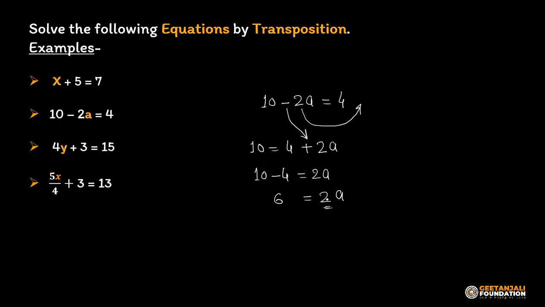This is multiplied to a. I will change its side and it will go into division then. So it will be 6 divided by 2 is equals to a. So now simplify this. 2 3s are 6. So the value of a is equals to 3. We have got the value of a for this equation. Now let's take the next equation.